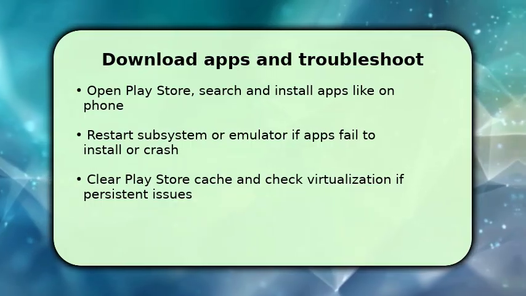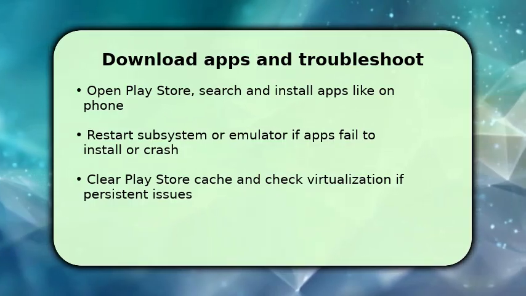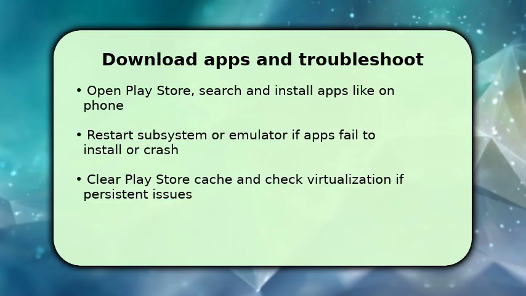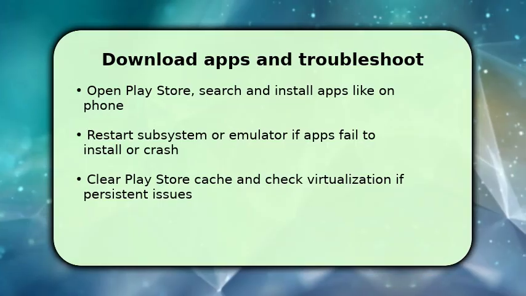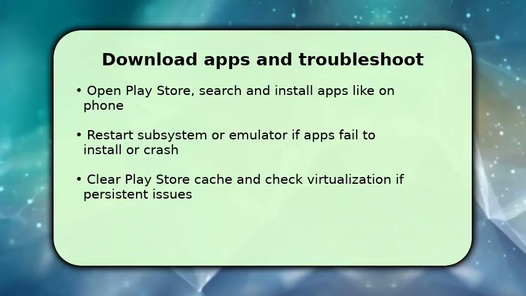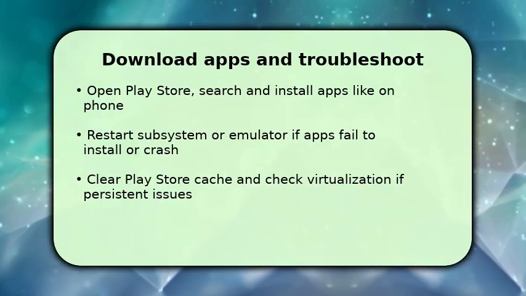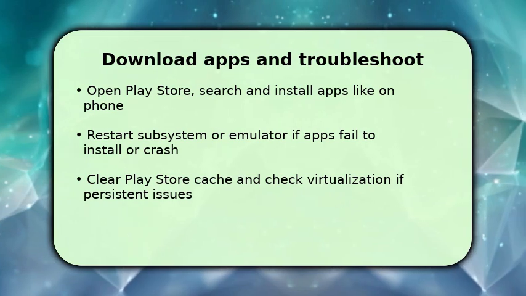If an app won't install or crashes, first restart the subsystem or emulator. This clears transient errors. If problems persist, clear the Play Store cache in Android settings and verify virtualization is still enabled in BIOS. Outdated drivers or disabled acceleration are common causes. Finally, update the emulator/subsystem to the latest build to resolve many compatibility bugs.